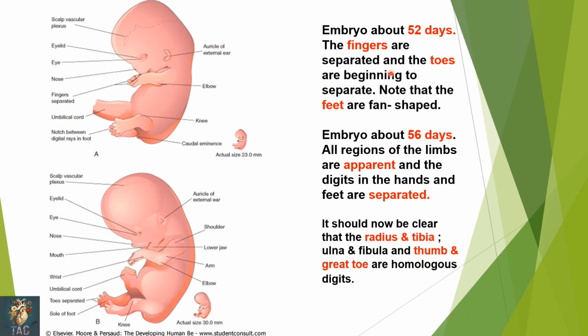In an embryo of about 52 days, the fingers are separated and toes are beginning to separate. Note that the feet are fan shaped. So here you can see the fan-shaped feet. In 56-day embryos, all regions of the limb are apparent, and digits in hands and feet are separated. Radius and ulna, thumb and big toe are homologous to each other.